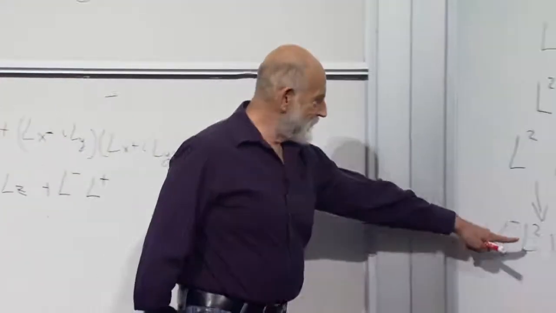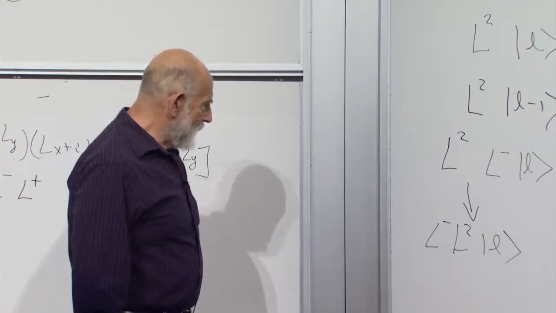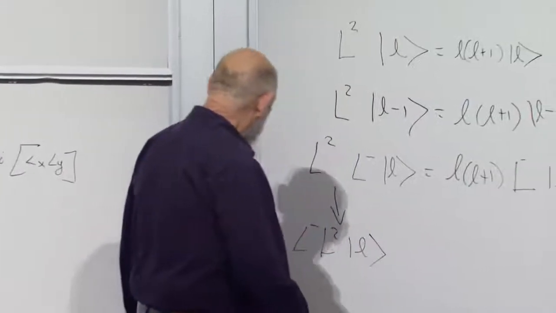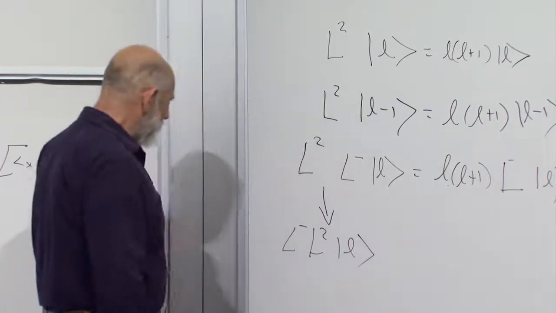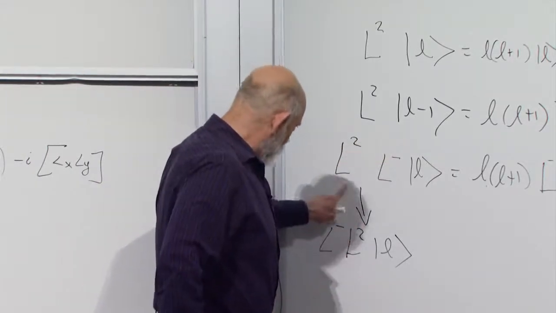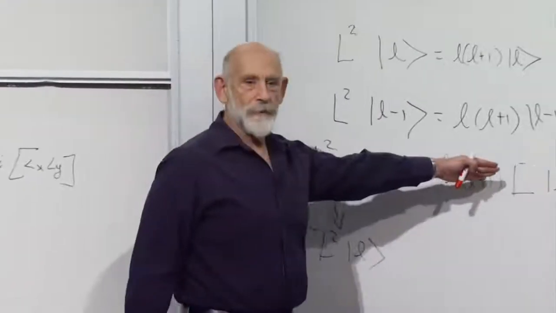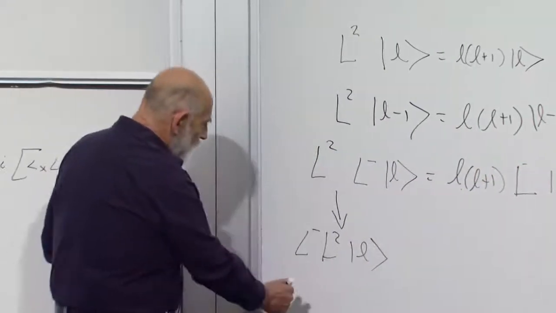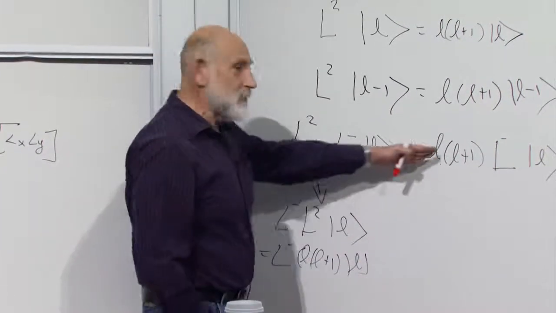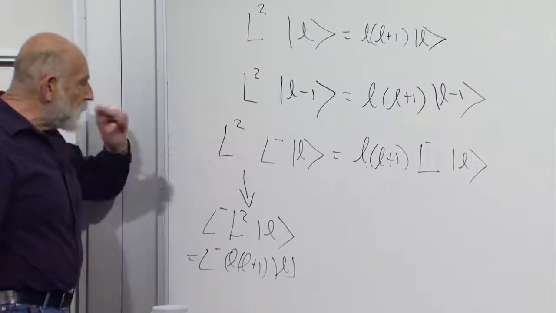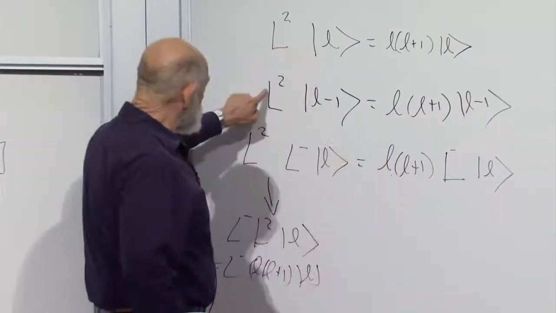But what's L squared on L? If this commutes with this, we can push this through here. That's then equal to L times L plus 1. Yeah, we would have proved this relationship. We would have proved that this is equal to L minus times L times L plus 1 on L, which is exactly what this says. So if we can prove that L squared commutes with L minus, then we can prove that the state L minus 1 is also an eigenvector of L squared.